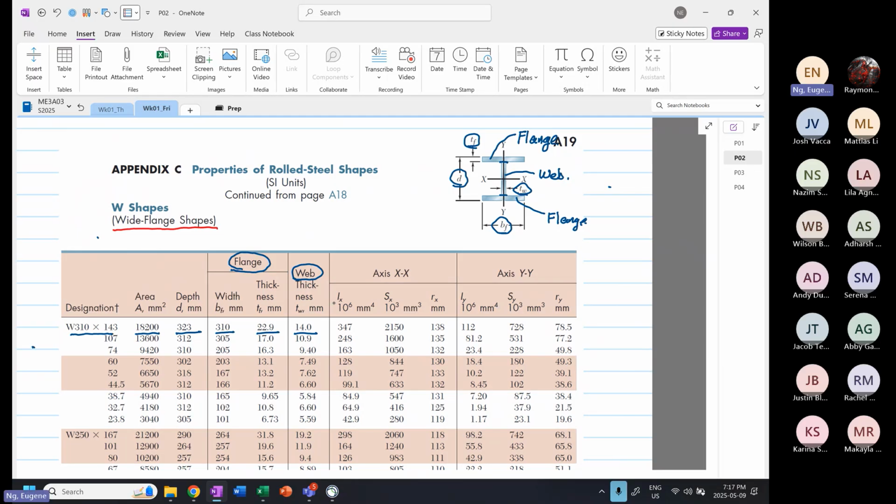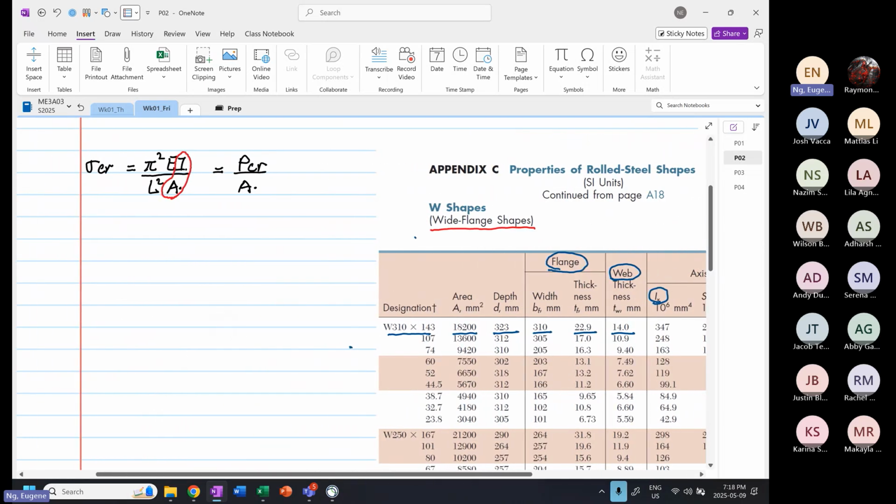Then we have the second moment of area about the x-axis, and the second moment of area about the y-axis. The next term I want you to look at is Rx and Ry. So R over here, you can see R is defined as the radius of gyration. Now, what is radius of gyration? The units over here are in millimeters.